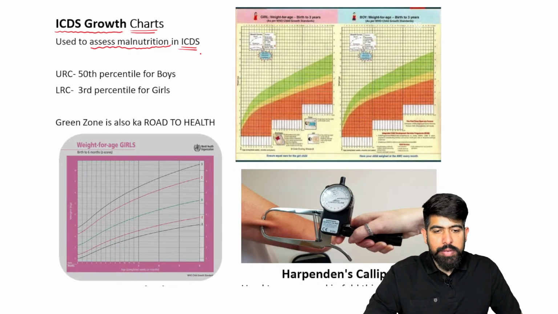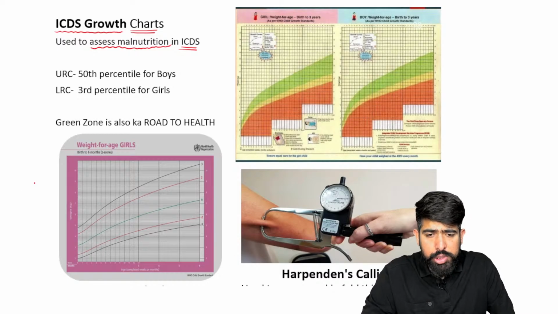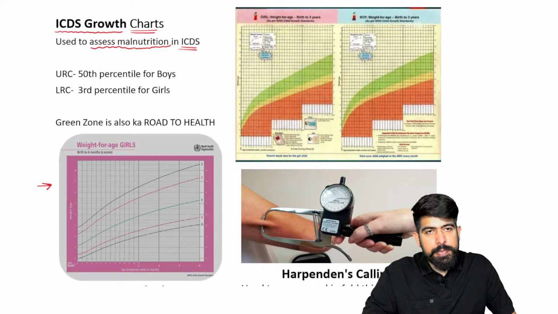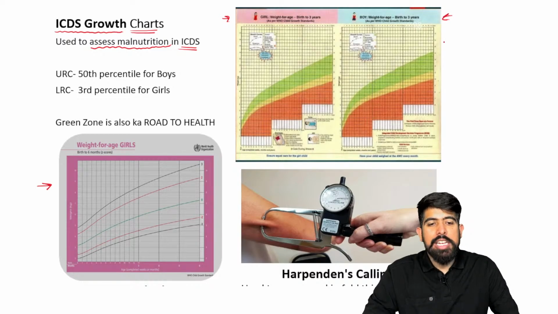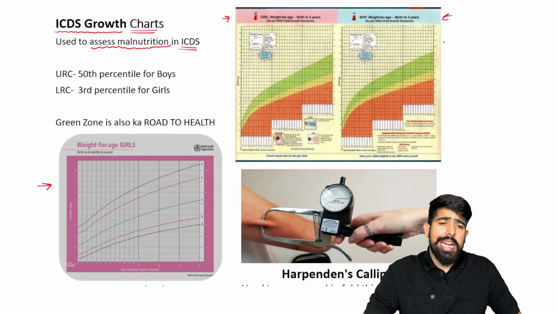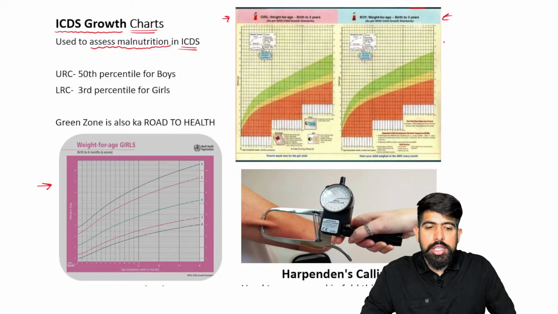What is this ICDS chart? We have to talk about it. There are two types of charts you can see here. The first one is for weight for age; the pink color one is for the girls, and this is your WHO growth chart. The second one is the blue color chart. The pink color chart is used for girls, and the blue color chart is used for the boys. So this is the differentiation between the two charts.